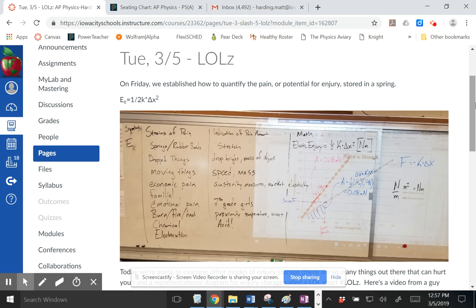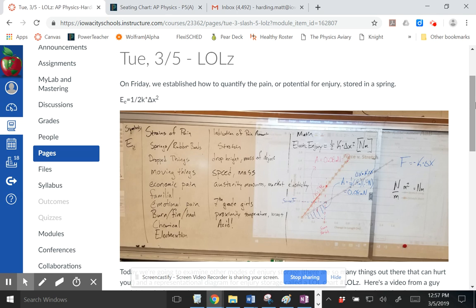This was the board from maybe this hour on whatever day, Friday, right? We talked about different ways of storing pain, different strains of pain. Modes of pain storage. And we developed a mathematical process for figuring out exactly how much pain was stored in a stretched spring. We did that by getting two carts to move at the same speed. The carts had the same mass, they had the same speed. That was our way of verifying that they had equal amounts of pain stored in their motion.